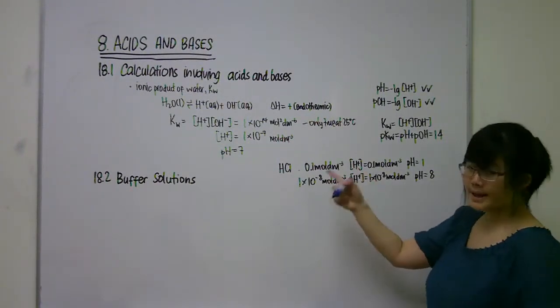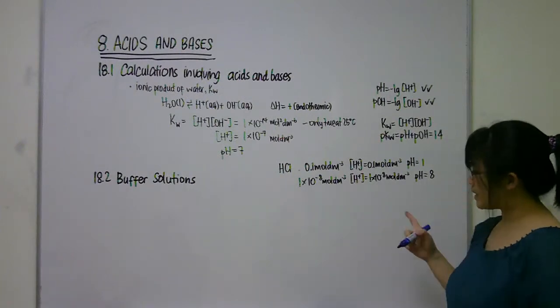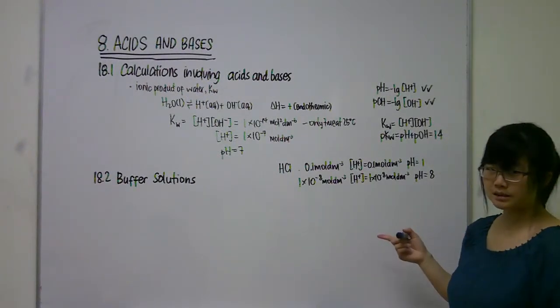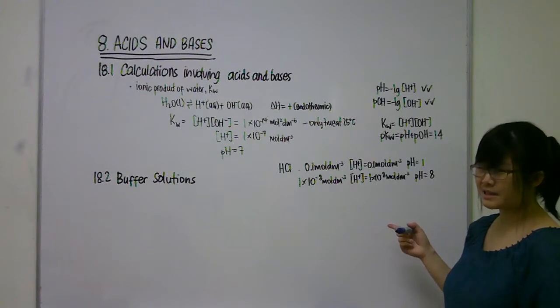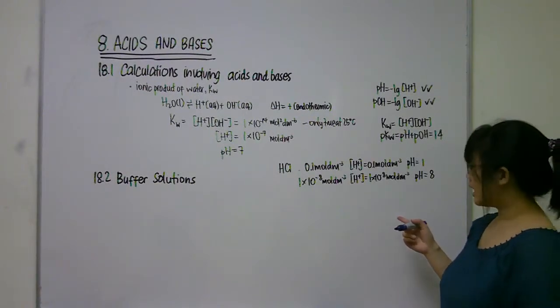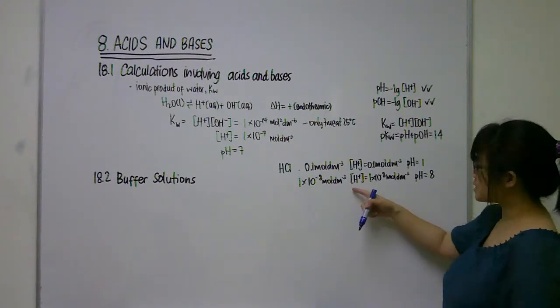Okay? So this is an acid. So can the pH of an acid be greater than 8? I mean, greater than 7? The answer is no, okay? Because this is very dilute.